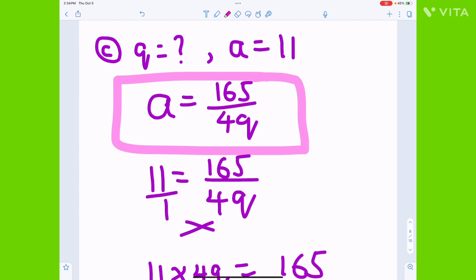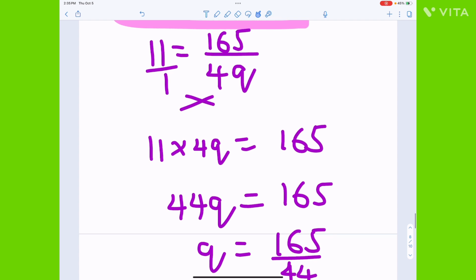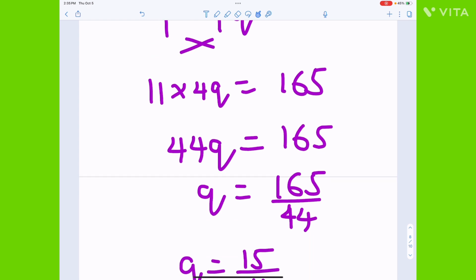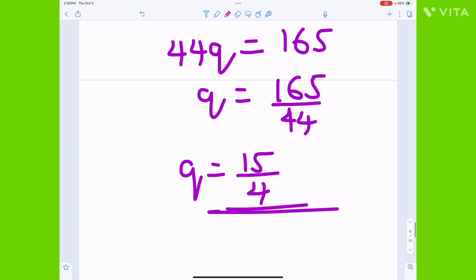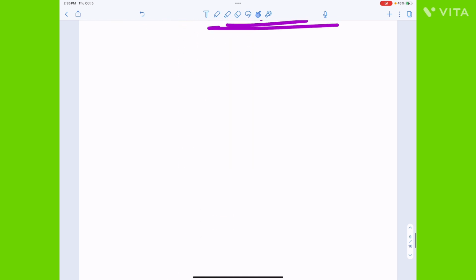the right-hand side here. That gives us what? When you cross multiply, what do you get? You get Q is equal to 165 over 44. 11 will divide 165 to give you 15. Then 11 will divide 44 to give you 4. So Q is 15 over 4 when A is 11. I think that ends question 3.